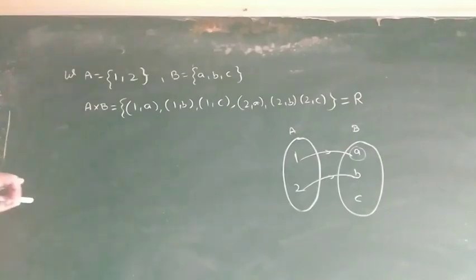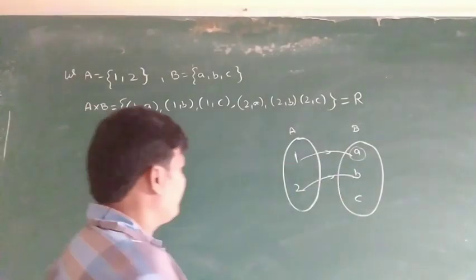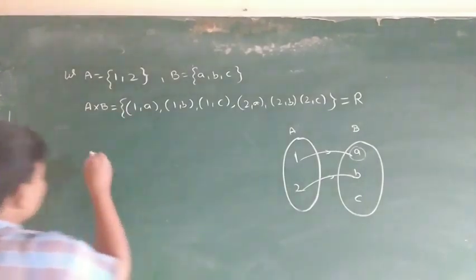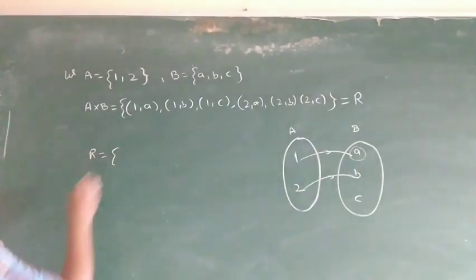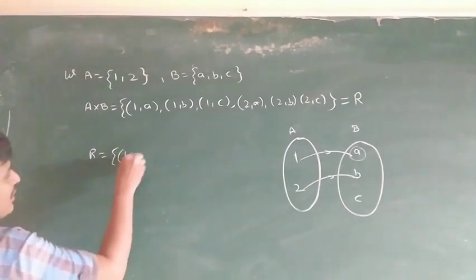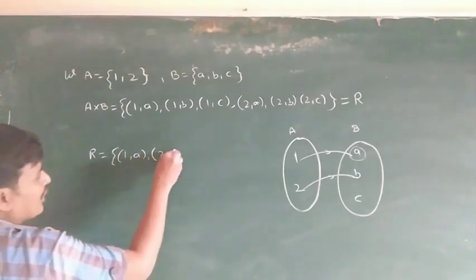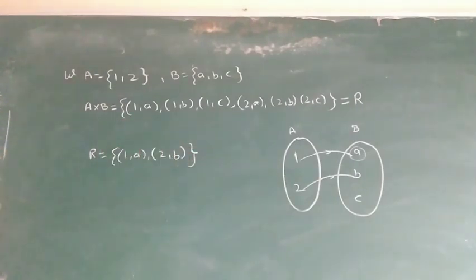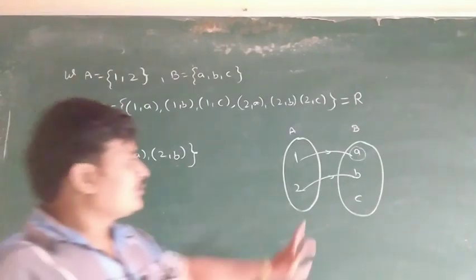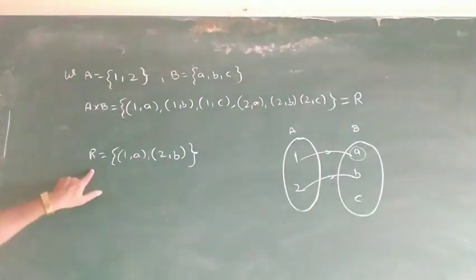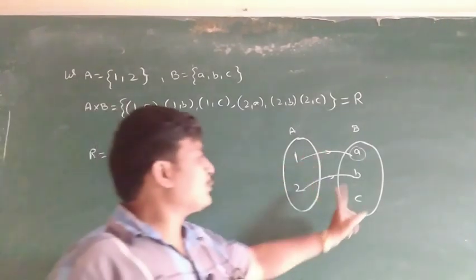Okay, understand what the relation is? For example, R equals, from the figure, what is the relation? 1 comma a, 2 comma b. This is the relation from the figure: the 1 to a relation and the 2 to b relation.